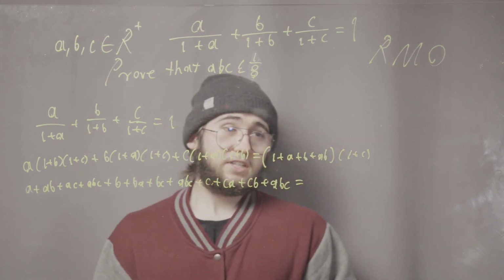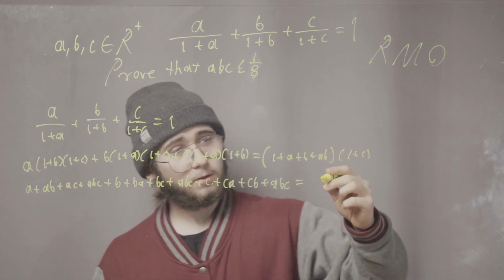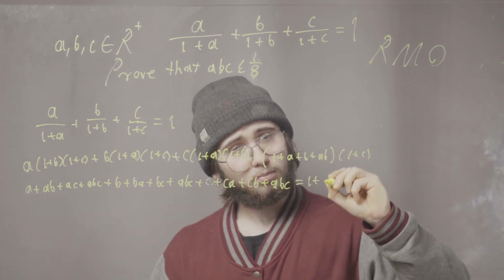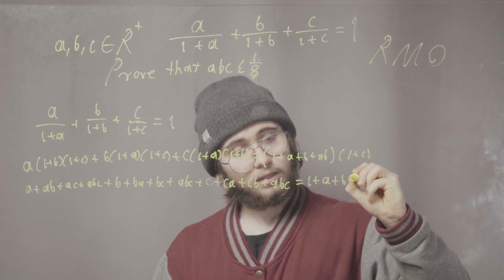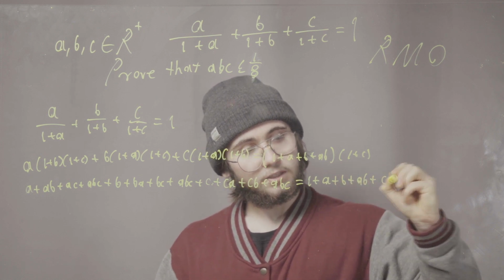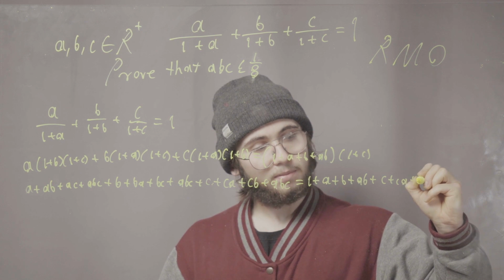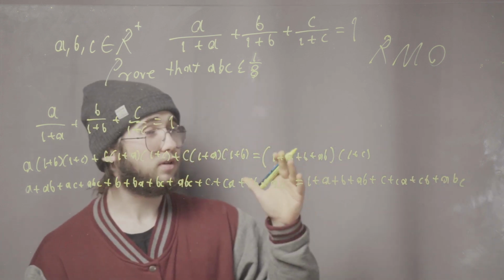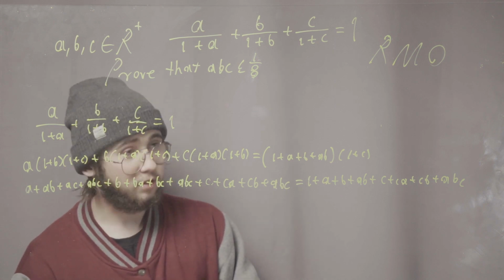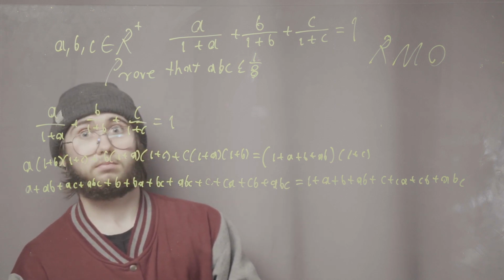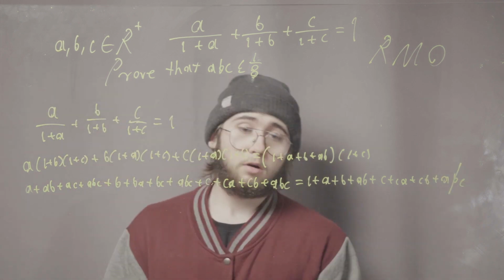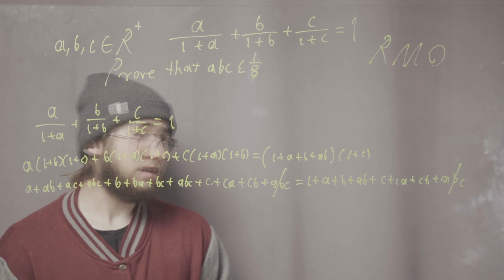What about the right hand side? Well, it's going to be 1 plus A plus B, everything times 1, so 1 plus A plus B plus AB plus C plus CA plus CB plus ABC. Now it's time to cancel some stuff out from both sides of the equation. So one of those ABCs is going to die.